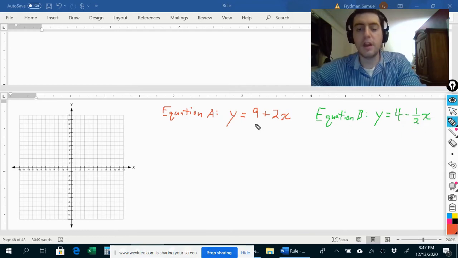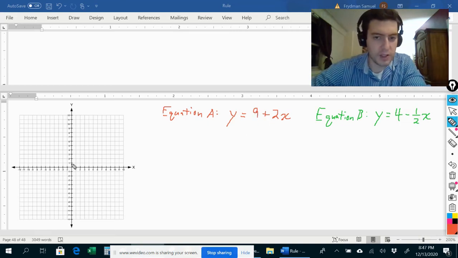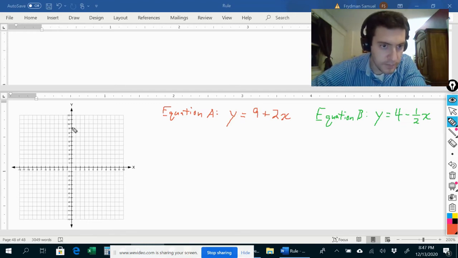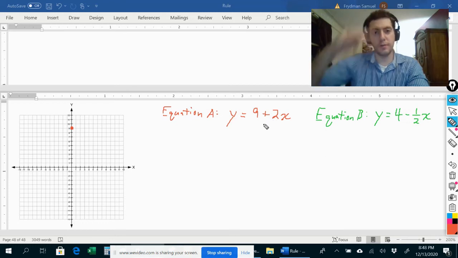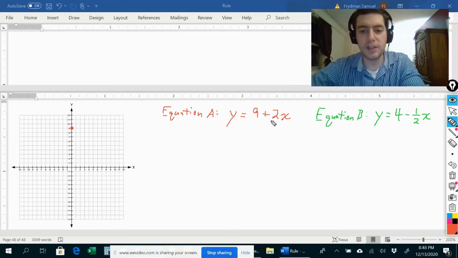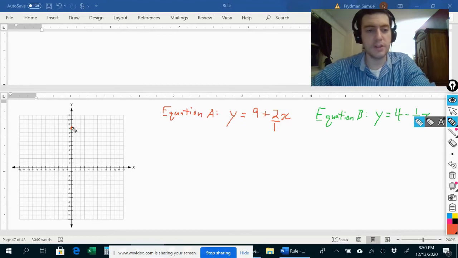So the constant term here is 9. So that means that the y-intercept for equation A is going to be at 0, 9. That's over here. And then the coefficient in front of x is 2, which is the same as, just to get it into the form of a rise over a run, that's the same as 2 over 1. 2 is the same as 2 divided by 1, right? Okay, so I already got 1 point, that's the y-intercept.